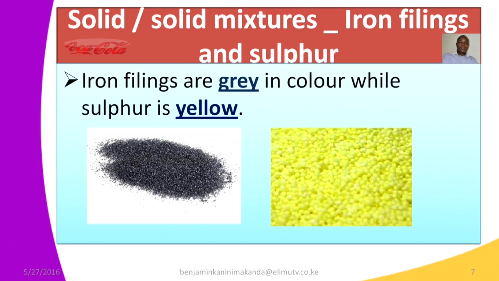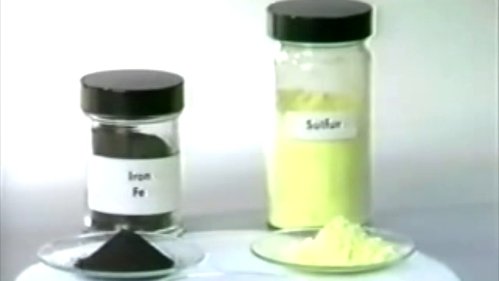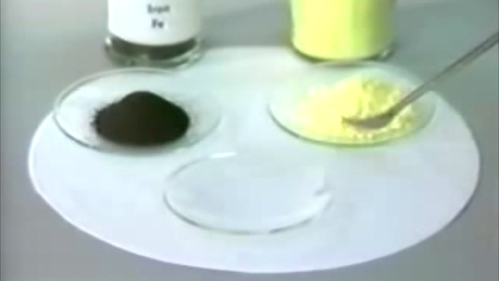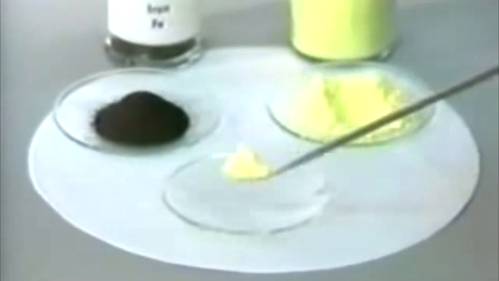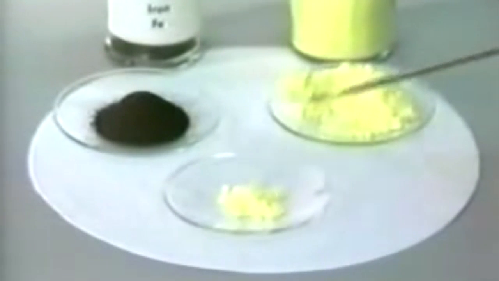Now, to help us understand how we can separate solid mixtures, we want to look at a simple demonstration in the form of a video, which will inform our understanding of the separation of solid mixtures. So have a look at this video to help you understand what we have discussed further. In this experiment, we will first make a mixture of black iron filings and yellow sulfur powder. Black iron filings and yellow sulfur powder are thoroughly mixed.